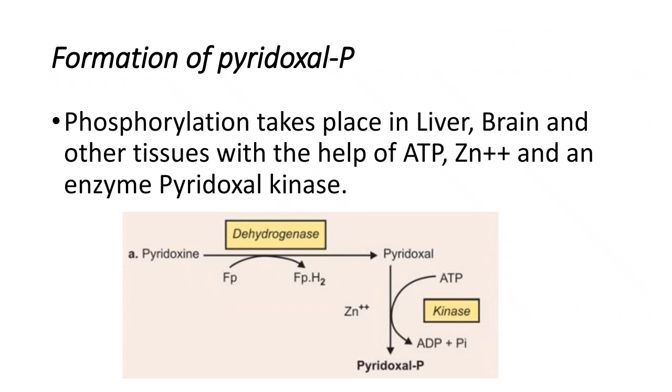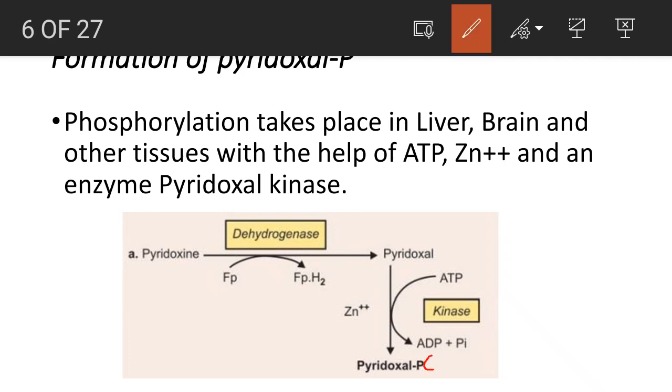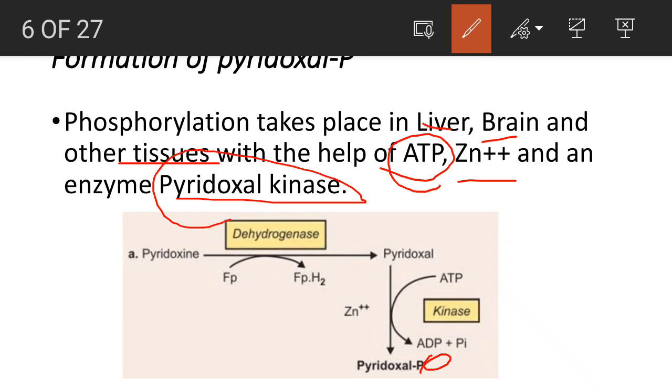Moving on to the formation of pyridoxal-P. Phosphorylation, which is the process of attachment of P to pyridoxine, takes place in the liver, brain and other tissues of the body, and there is a requirement of ATP. ATP is the most important thing required. Energy is supplied with the help of ATP, zinc, and an enzyme called pyridoxal kinase. So in the presence of this enzyme, ATP and zinc, phosphorylation of pyridoxine is carried out to form pyridoxal-P.